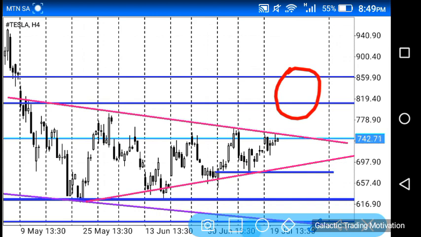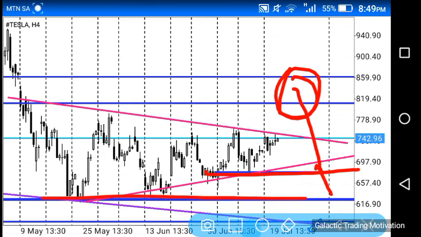And should we sell over here, I would love to see price come to this level to grab that liquidity, come to this level to grab that liquidity, and come to this level over here to grab that liquidity as well. So that is it in as far as my analysis of Tesla goes.